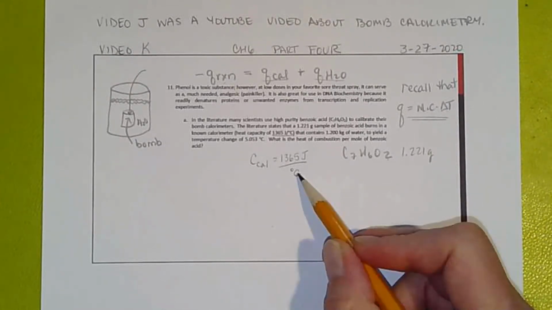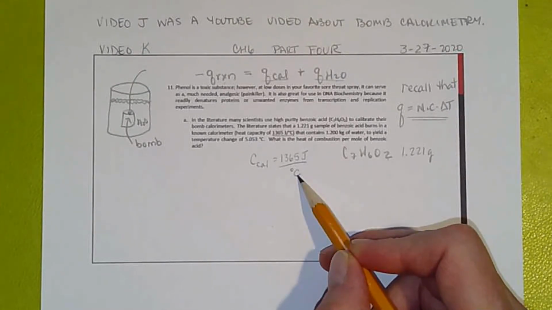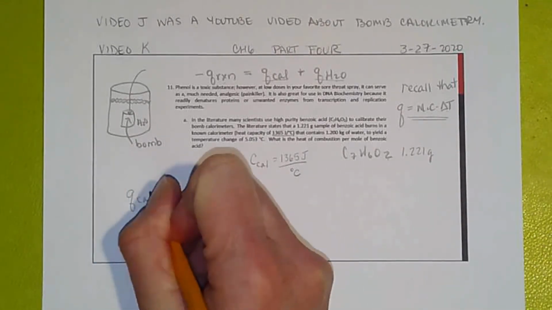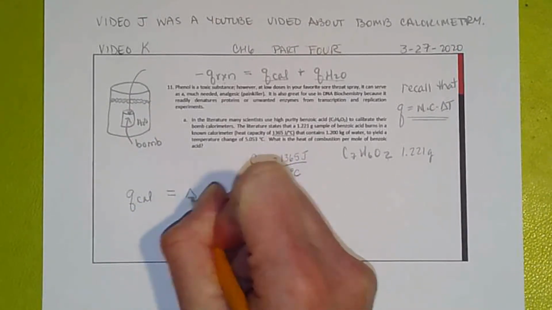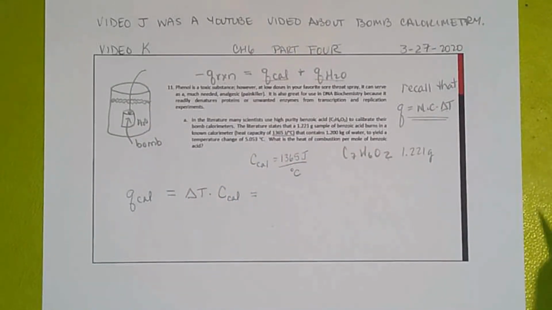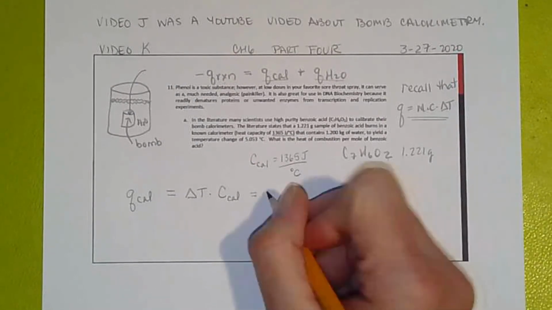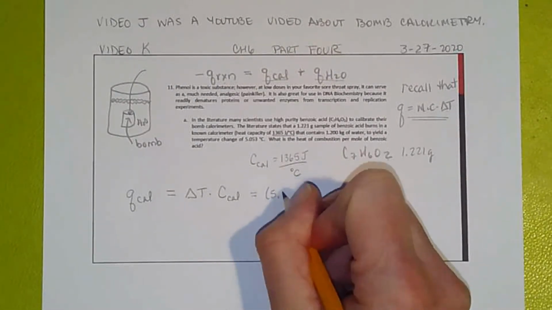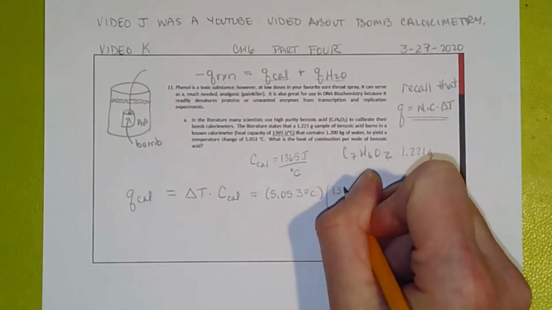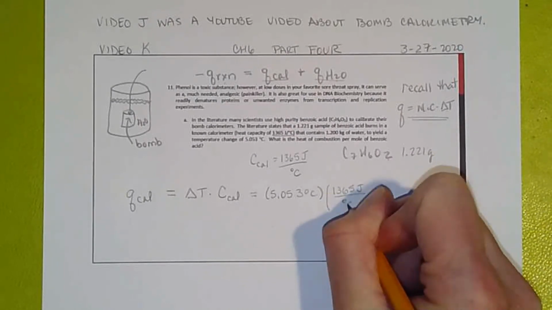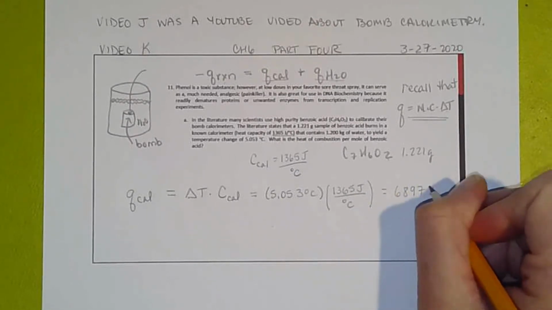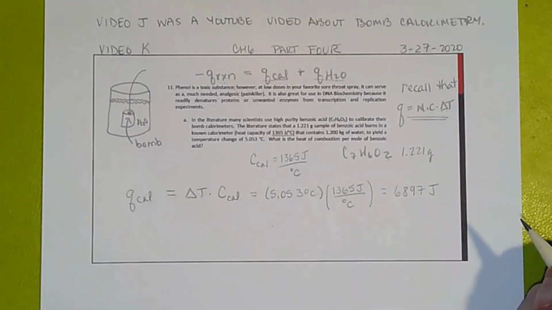So in this case, we're going to say Q is equal to C calorimeter times delta T. So let's go ahead and do that first. Delta T times C calorimeter. Delta T in this case, if we subtract the two temperatures, we get 5.053 degrees Celsius times 1365 joules per degree Celsius, and that gives us 6897 joules. That is the amount of heat absorbed by the calorimeter.